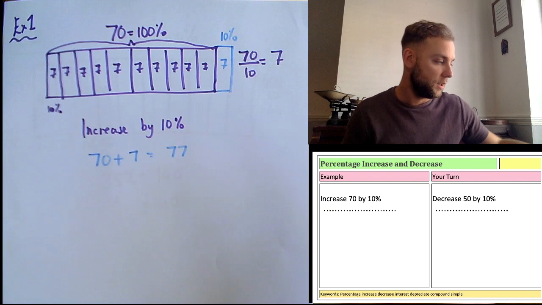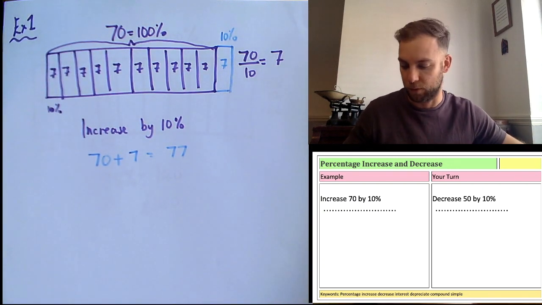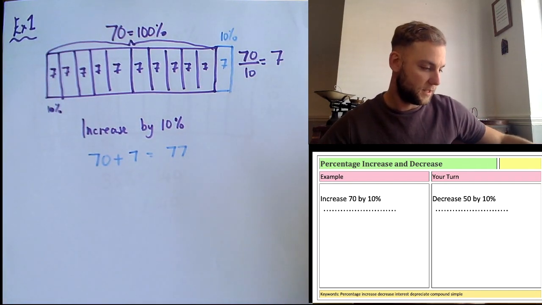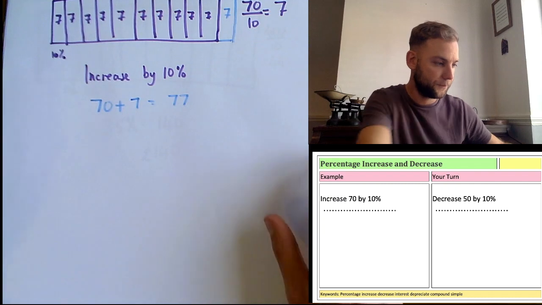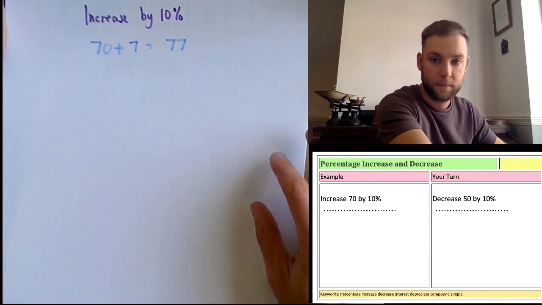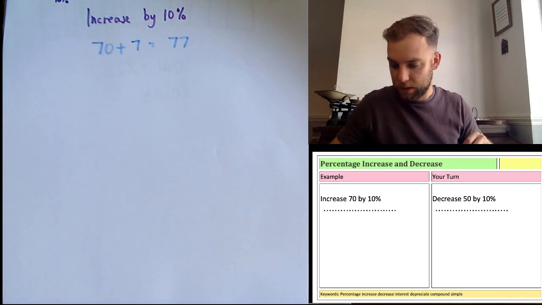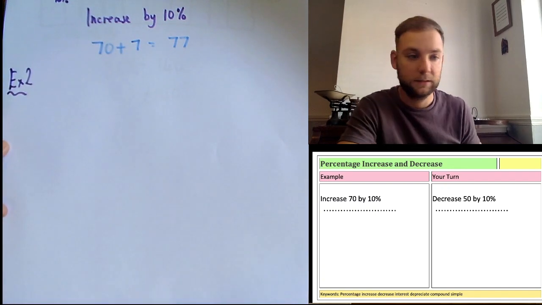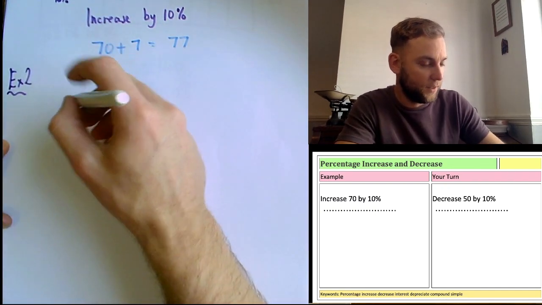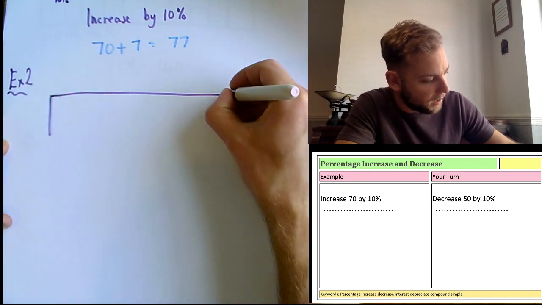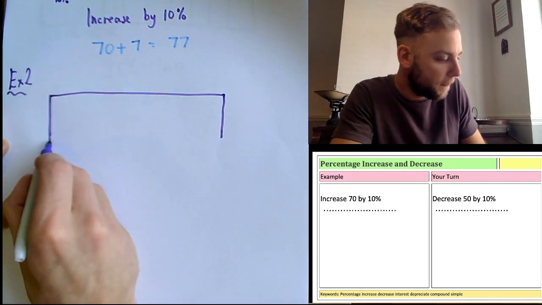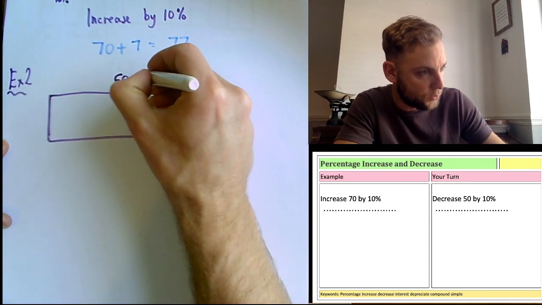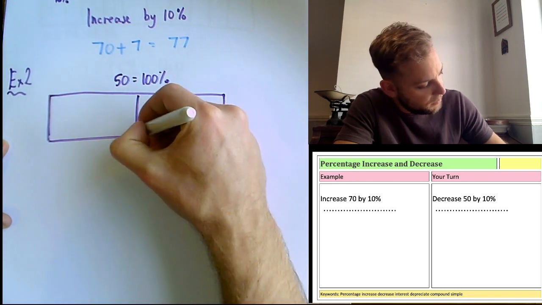Brilliant. Super. So let's have a go at the next one. I'm going to do the next one for you. So the next one says decrease 50 by 10%. So let's get a fresh piece of paper. In fact, I might be able to move this down and do it down here. Okay, so the next one, example 2. Here we've got decrease by 10%. So the first thing I'm going to do is draw my bar out like so. Here we go. Split it up. So I know this is 50, which is equal to 100%.